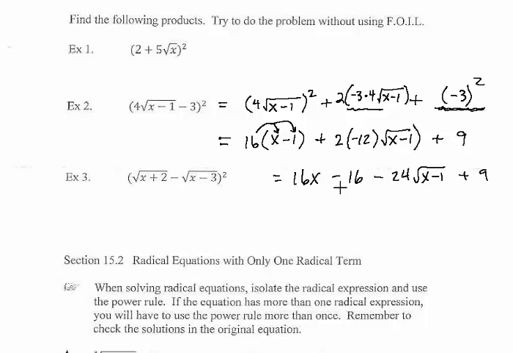And you see that we can combine this minus 16 and the 9. Well, we just have a 16x, and then we'll write our middle term, minus 24 square root of x minus 1, and then the minus 16 and 9 combined to give us a minus 7. So we have our x term, we have our square root term, and then we have our constant term with no variable.